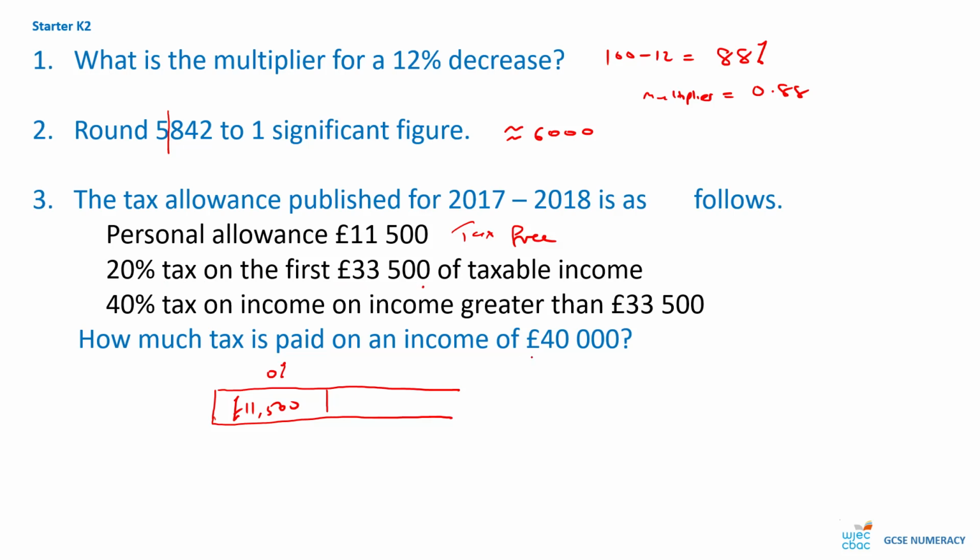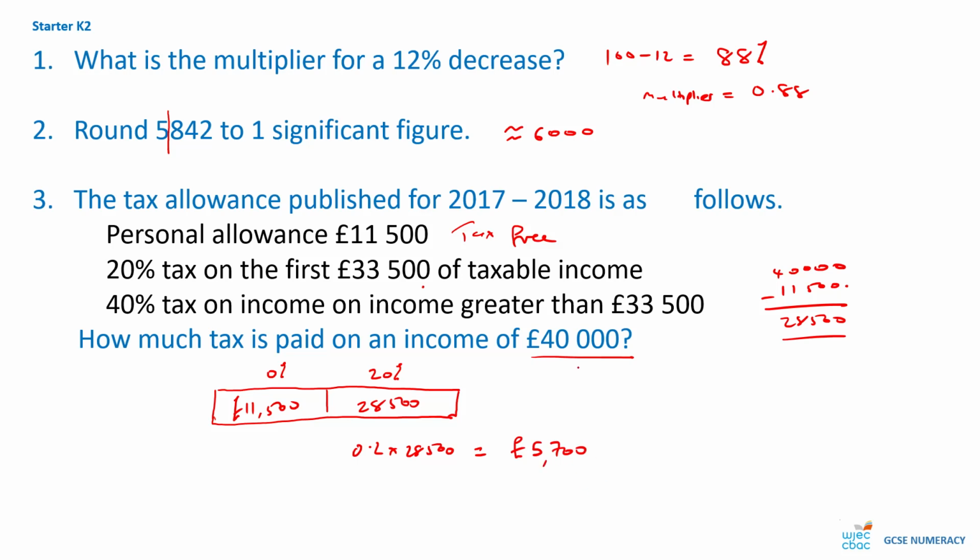However, we're only looking for tax on £40,000. So if we add these two together, we're past 40. So if we do 40,000, take away 11,500, that leaves us with 28,500. So we need to apply 20% to 28,500. And so 0.2 times 28,500 will give us £5,700. So that's the amount of tax you pay on £40,000.